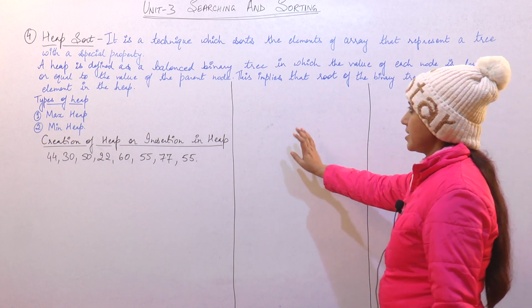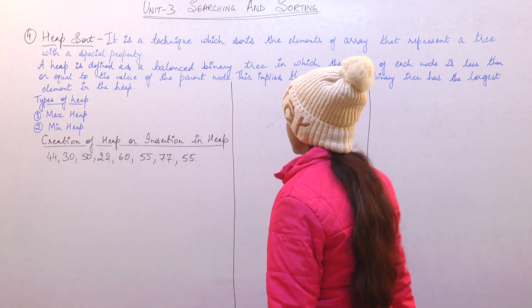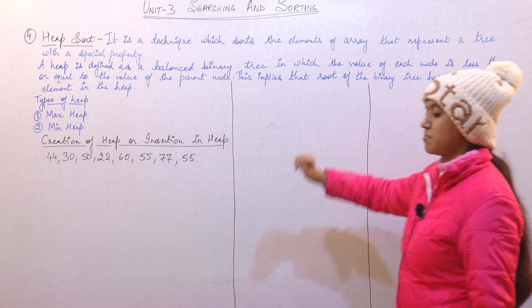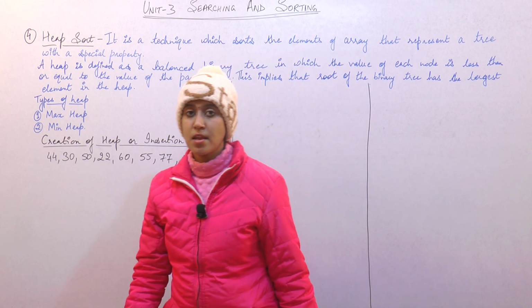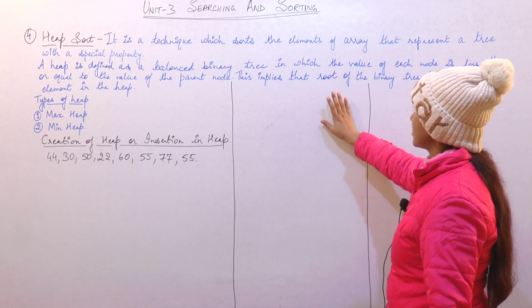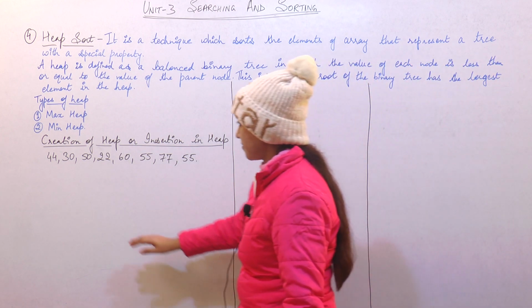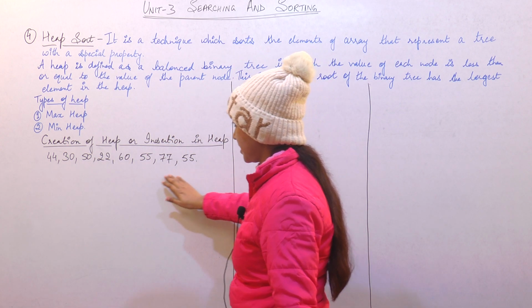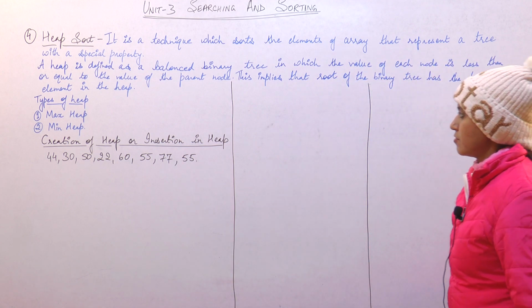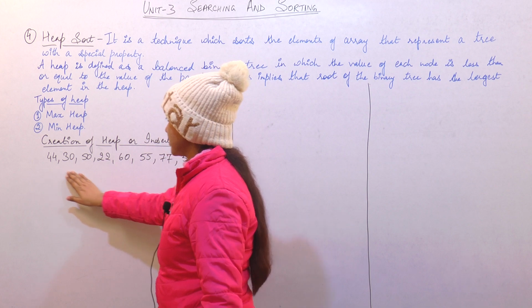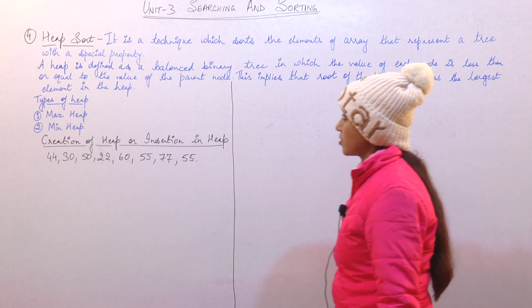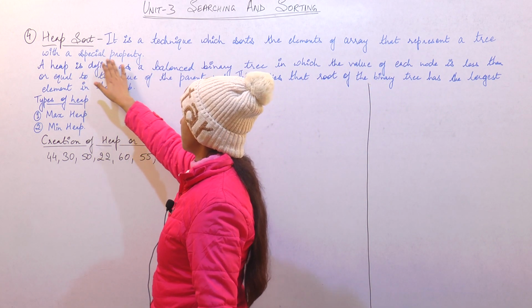Starting with the introduction of heap, it is a technique which sorts the elements of an array that represent a tree with a special property. That means heap sort is a technique that sorts the elements of the array. Suppose we have these elements stored in an array. We will sort all these elements using the heap sort technique, and this technique has a special property.